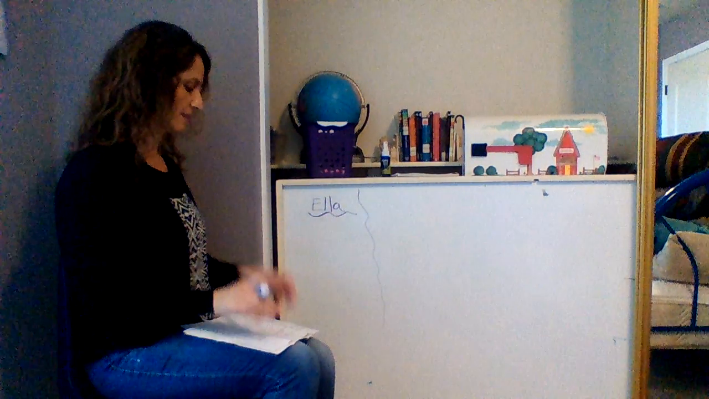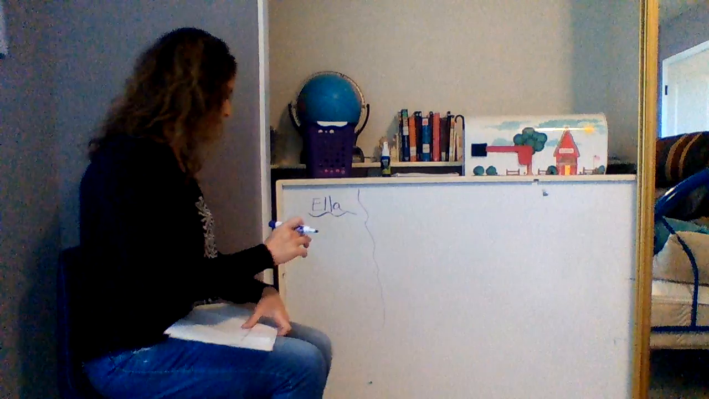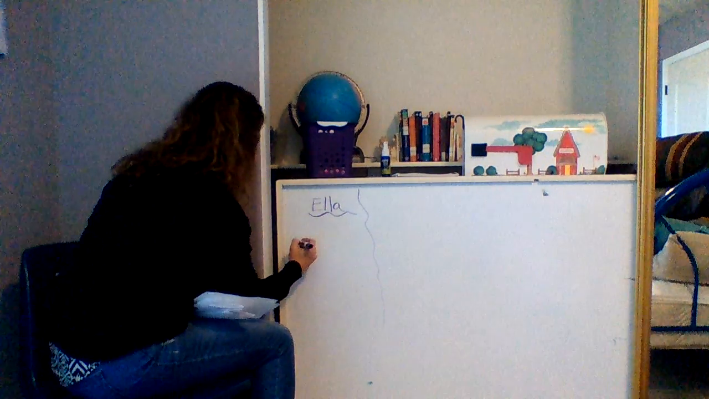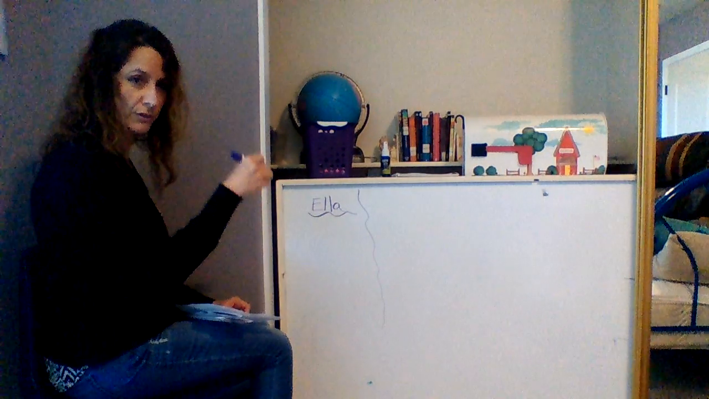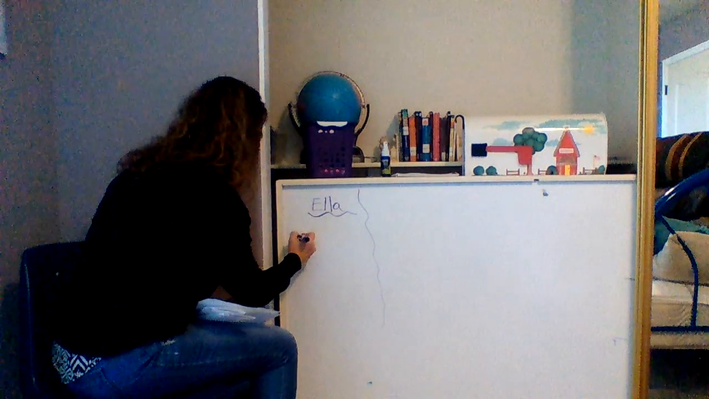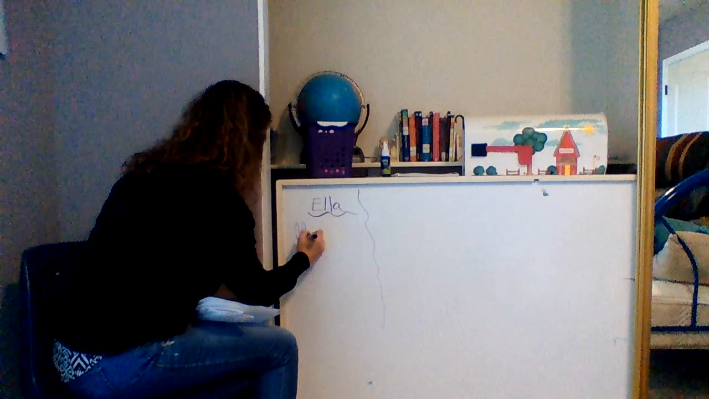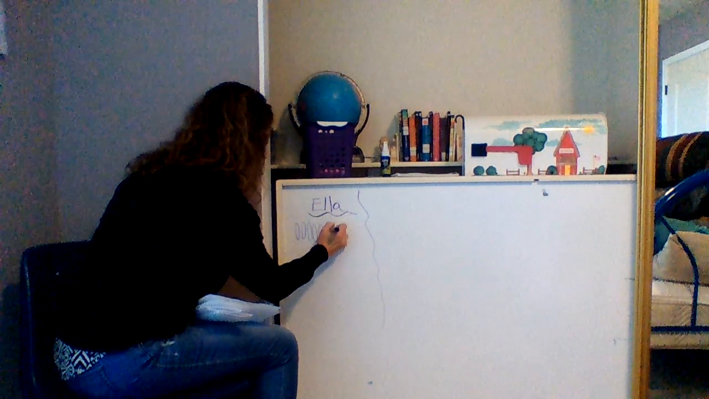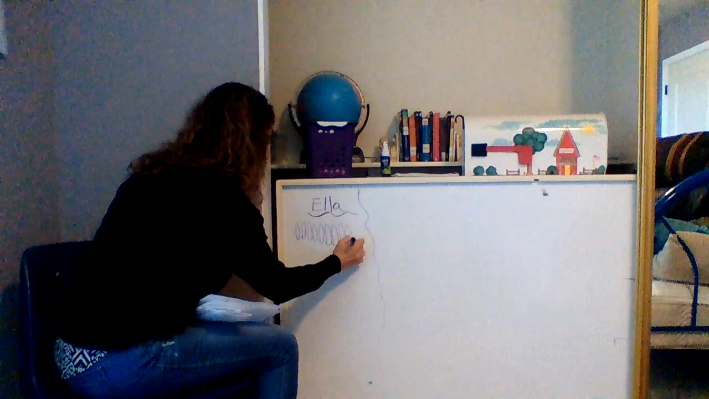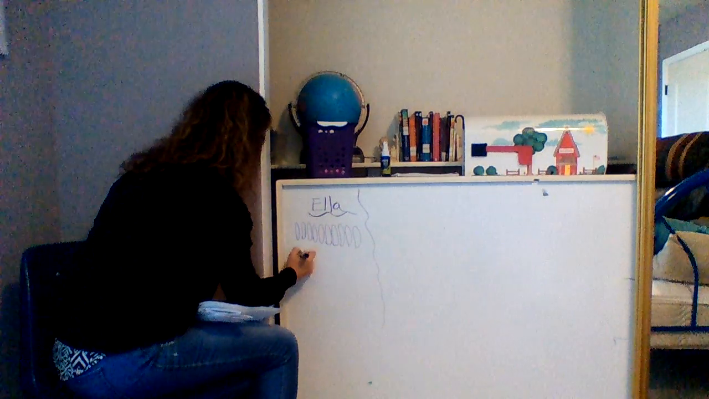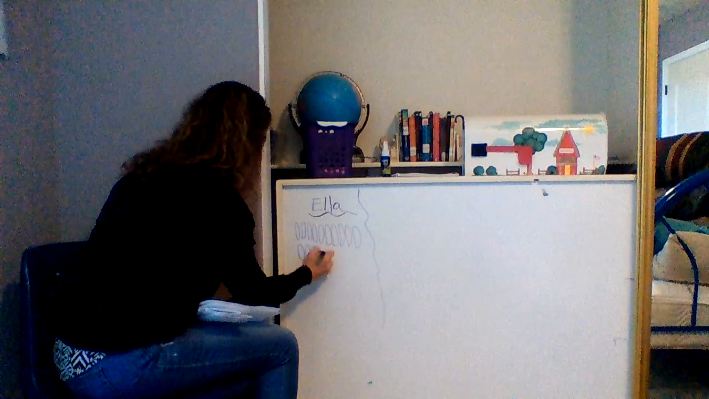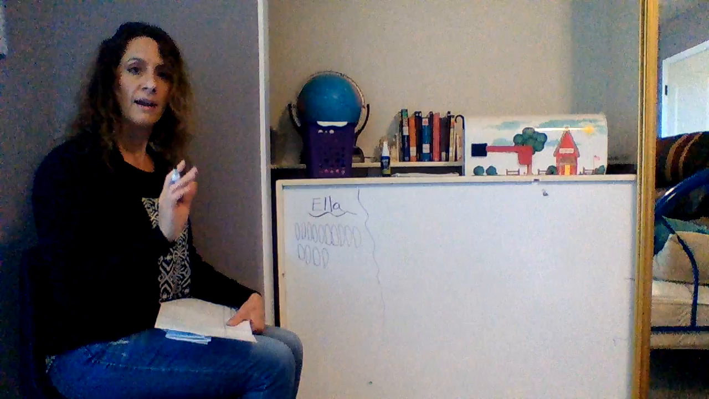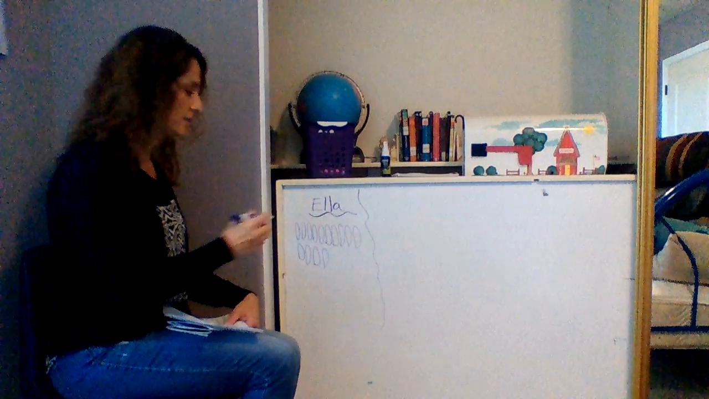So Ella started with 14 fingers. I'm just going to use ovals to represent my fingers, okay? 1, 2, 3, 4, 5, 6, 7, 8, 9, 10, 11, 12, 13, 14. Okay, so Ella started with 14 fingers.